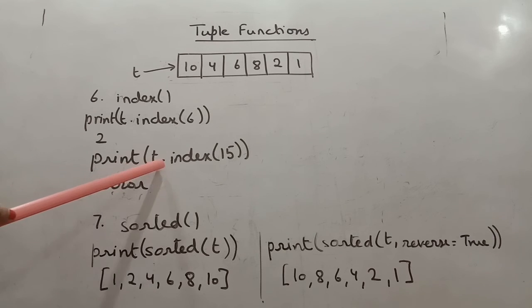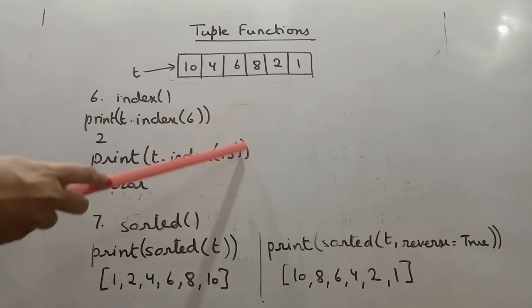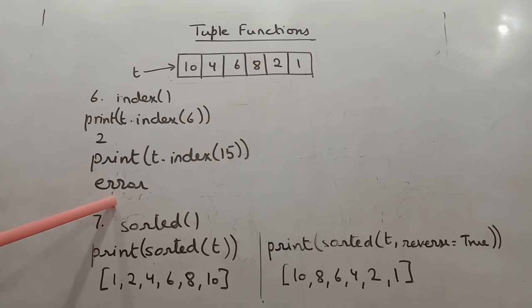If I have written print t dot index 15, 15 is not existing, so it will give you an error. Now if suppose the value was existing more than once in the tuple, then it is going to provide you the index of the first occurrence only.